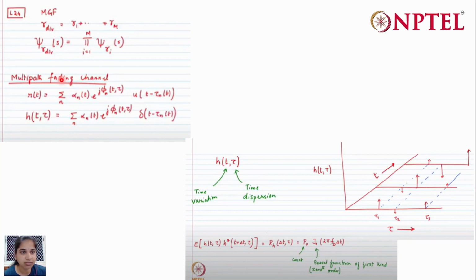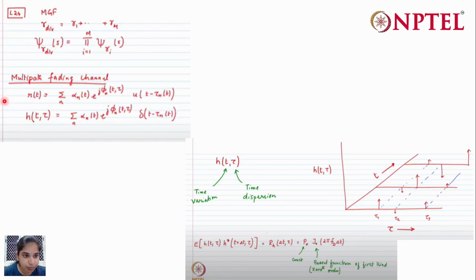Let us see one application. If we look at the situation where the gamma diversity is the sum of the individual diversities from 1 to m antennas, and we have to find the moment generating function of gamma diversity, then directly we could write it as the product of the individual moment generating functions. So when you have a sum like this and the terms are independent, the moment generating function can be represented as the product of the individual moment generating functions. This is one example.